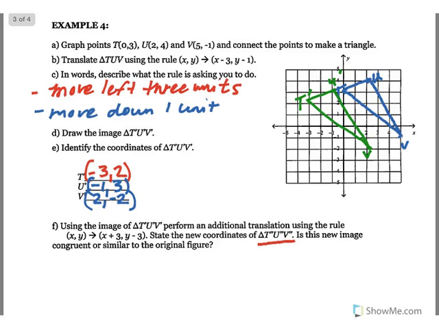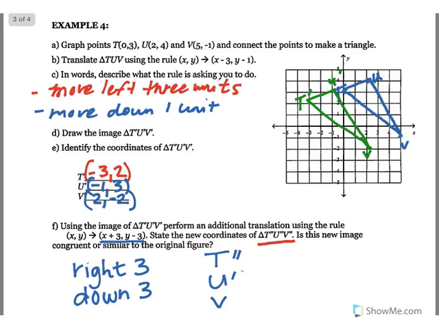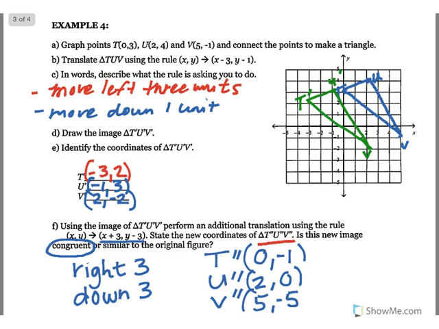So it would want you to translate again the already translated triangle. So if you look at it, we're going to be looking at the green triangle. So we're not going to move the blue triangle again, we're going to move the green triangle. And we're going to move this by using this rule. X plus 3 means right 3 and down 3. And then you would write your new coordinates with prime prime symbols. And your original figure to the prime prime figure that was translated twice is also going to be congruent because nothing changed except for the fact that it was slid even further.